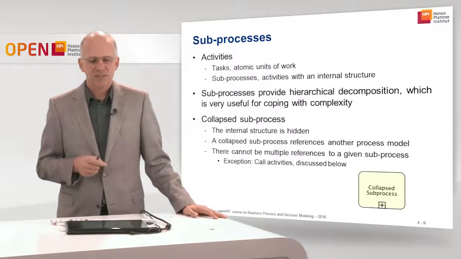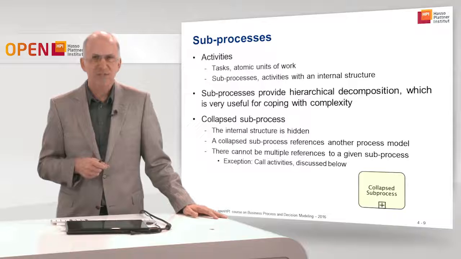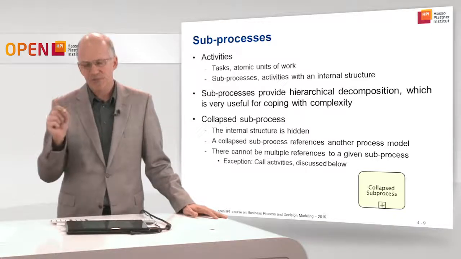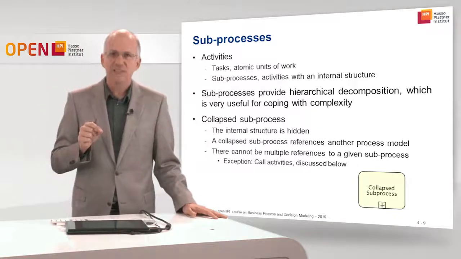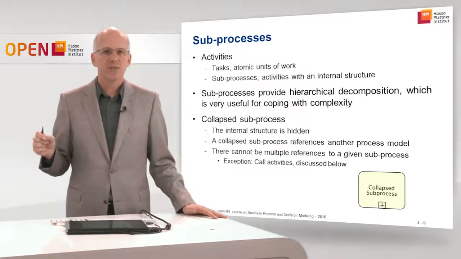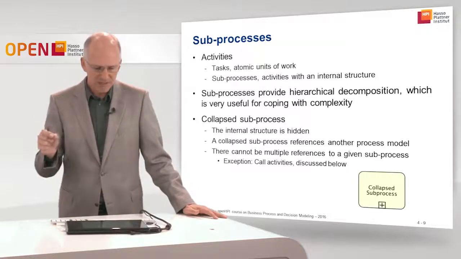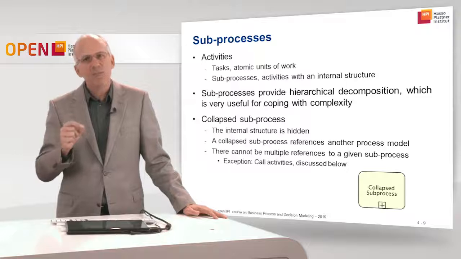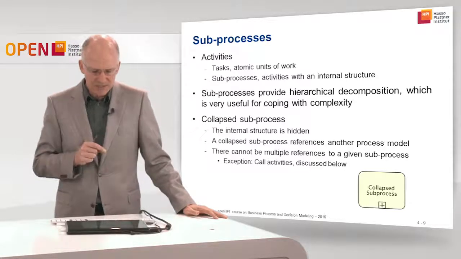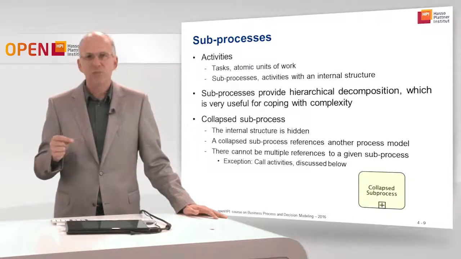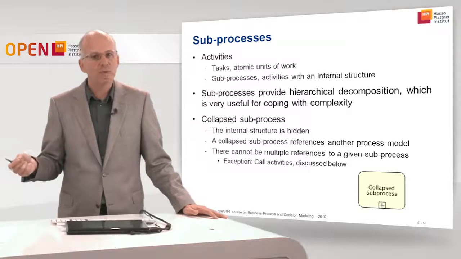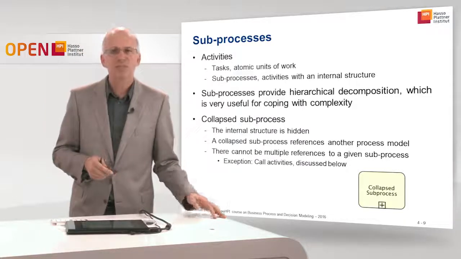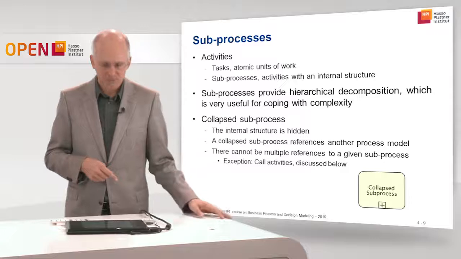These are specific activities that have an internal structure. So there are two types of activities. There are tasks, which are atomic units of work. They do not have an internal structure. And there are sub-processes, which internally have activities with an internal process structure. So sub-processes can contain other processes as well.